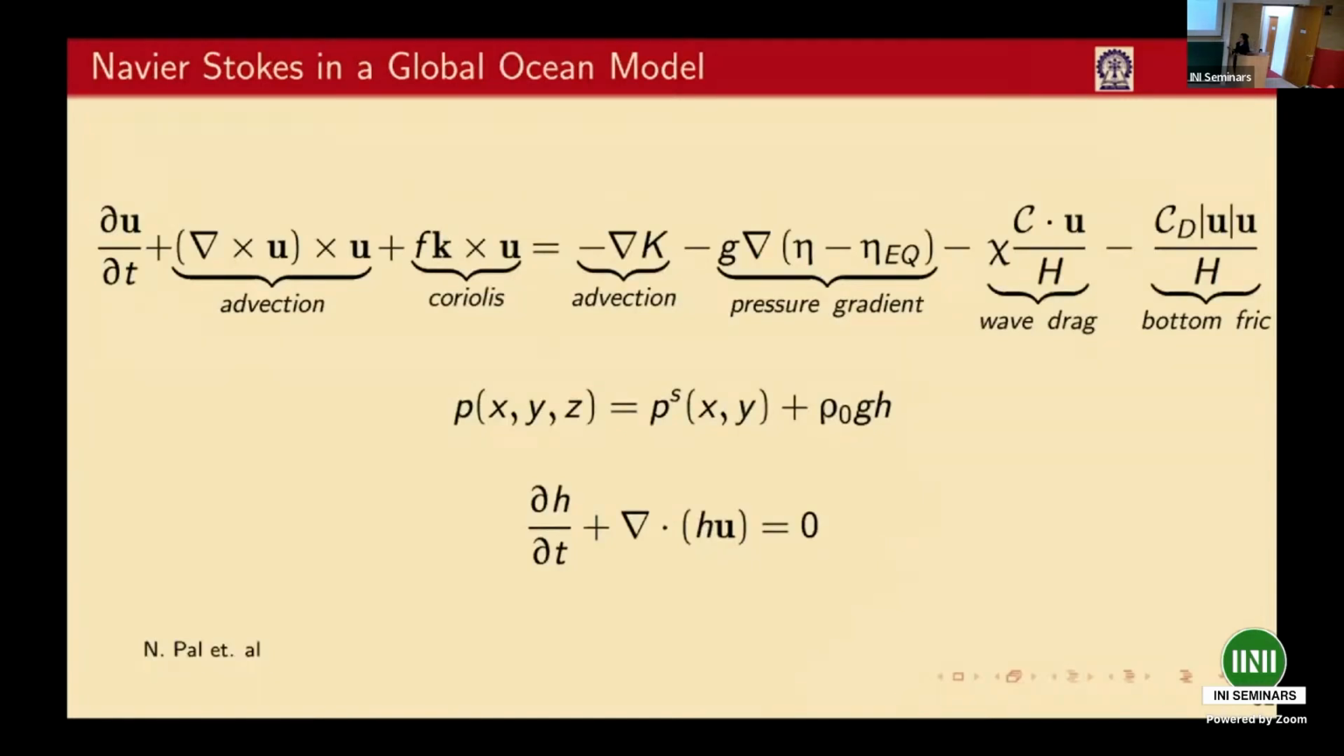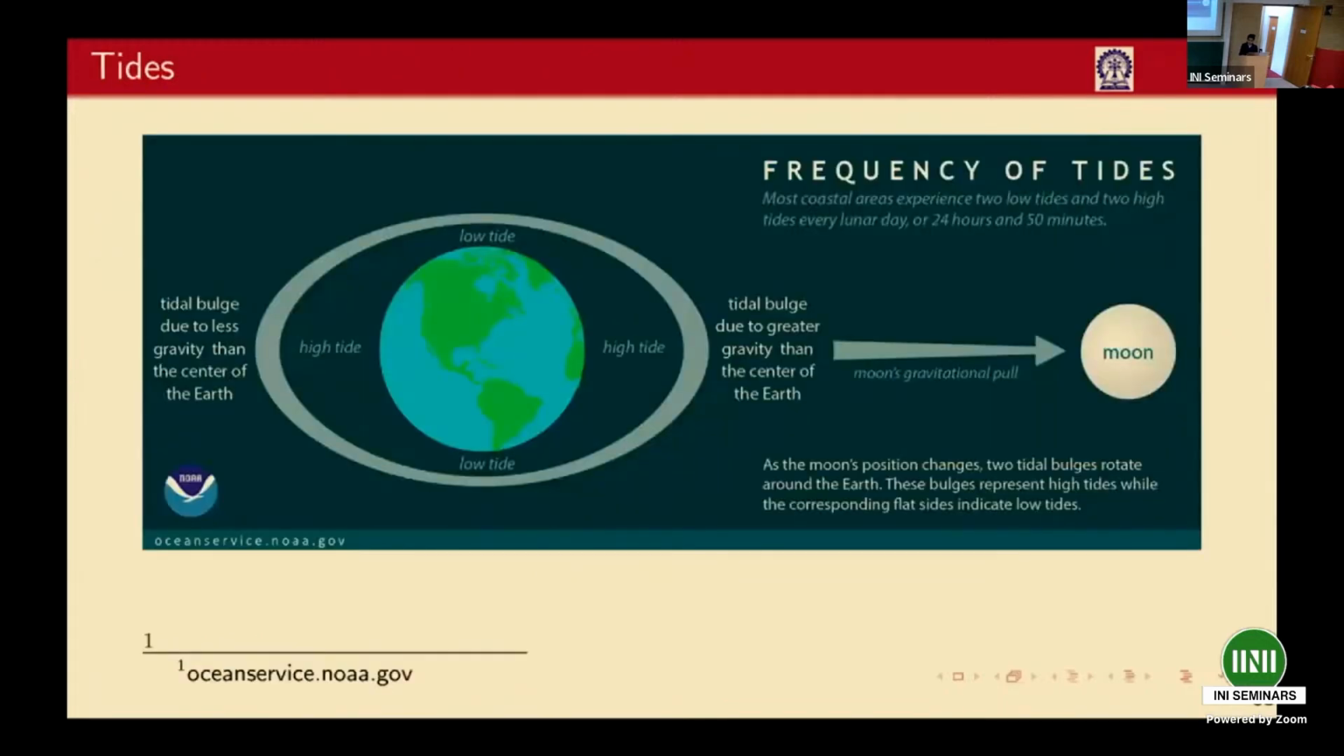So this is the Navier-Stokes equation that we used in our model. It is written in a vorticity and kinetic energy formulation because it has to be solved on an unstructured mesh. There are Coriolis force and pressure gradients, and there are some drag schemes that we used, a topographic drag and a bathymetric drag. And then we have the conservation equations and the pressure equation.